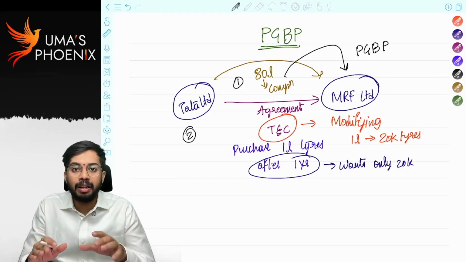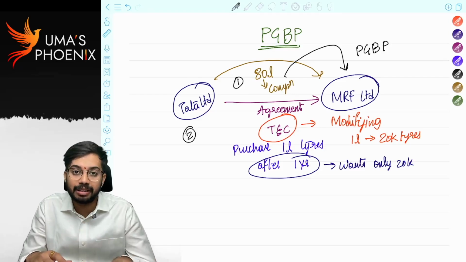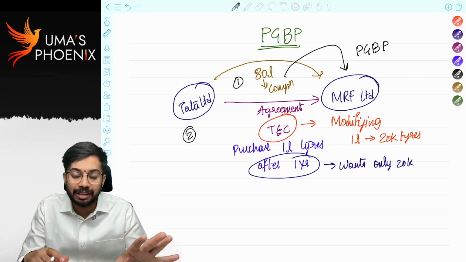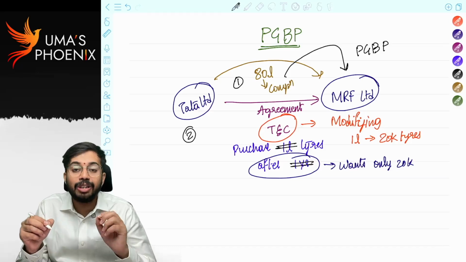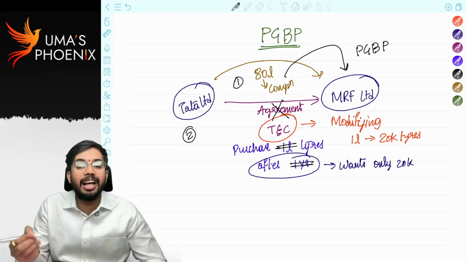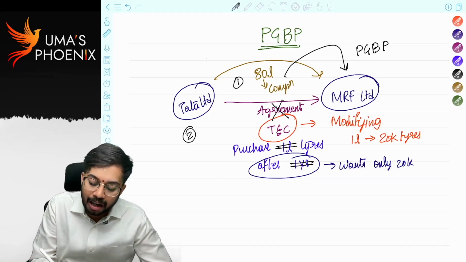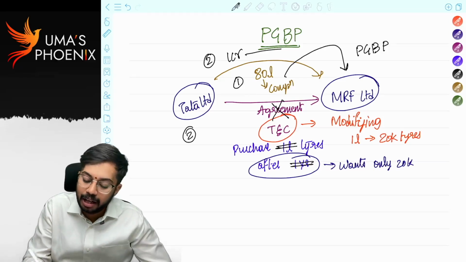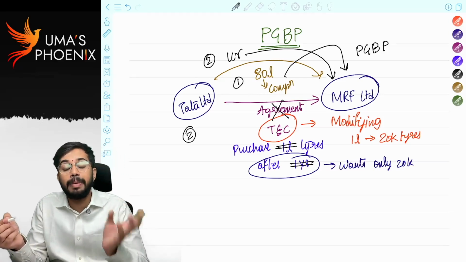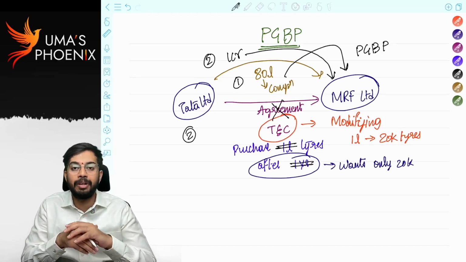For example, Tata Limited is about to close its car manufacturing business because it is incurring losses. In that case, Tata Limited does not want 1 lakh tires after 1 year, right? So Tata Limited is cancelling the agreement, terminating the contract. For terminating the contract, Tata Limited is paying 1 crore rupees compensation to MRF Limited. Even this 1 crore rupees compensation is taxable to MRF Limited under the head PGBP. Are you able to understand?